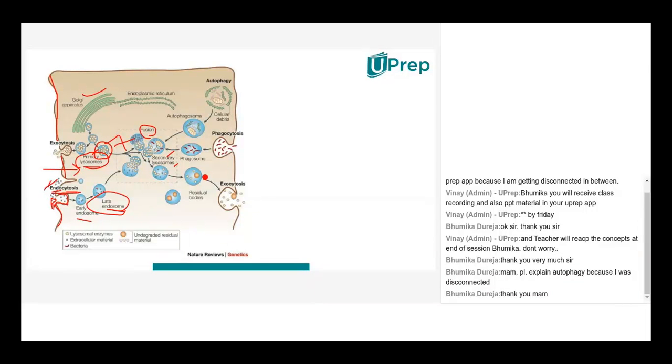So as a result, what happens? The digested particles, which we call waste material, will move out of the cell by a process called exocytosis. Exo here stands for the external environment, cytosis, out of the cytoplasm. So it is quite opposite of endocytosis. Endo is nothing but taking in and exo is nothing but moving out.